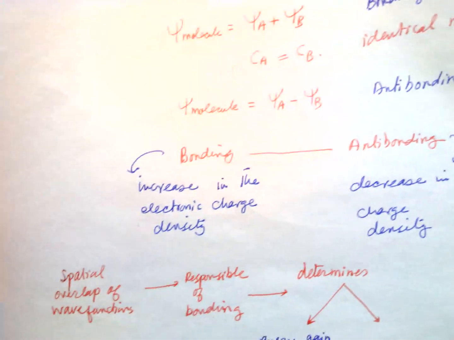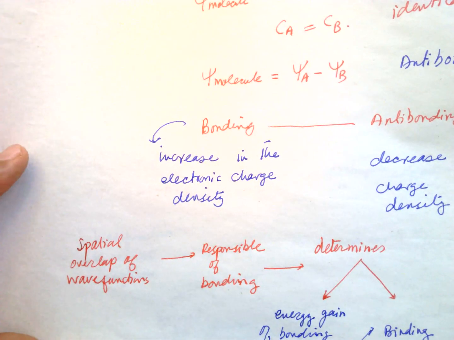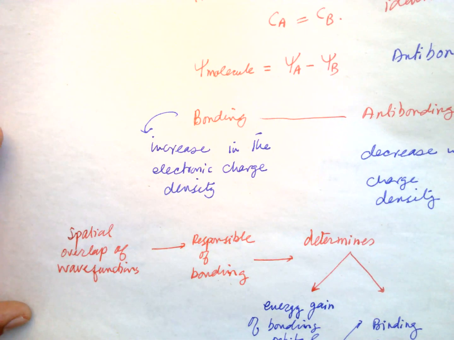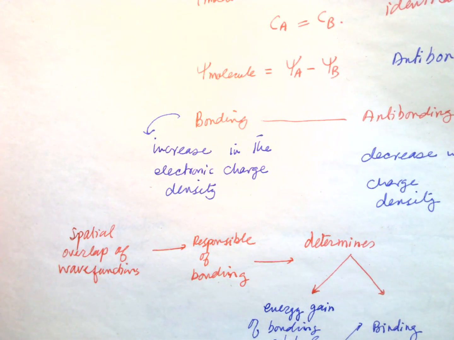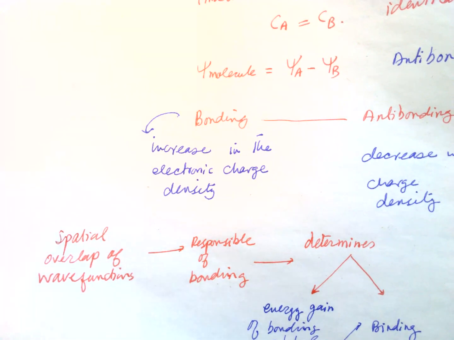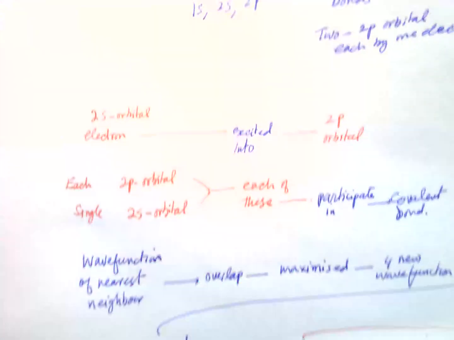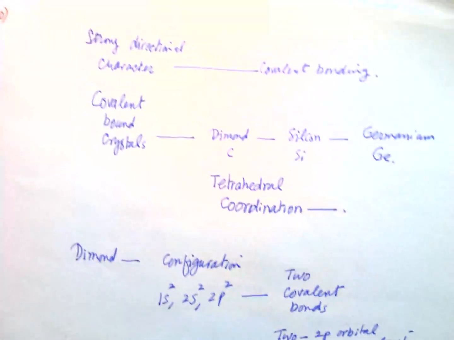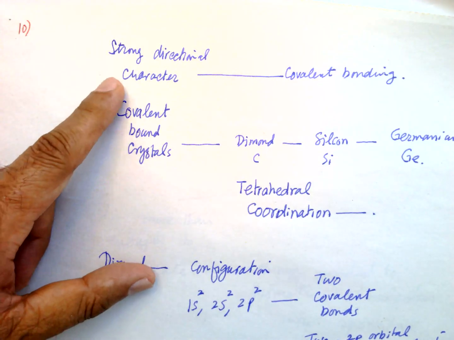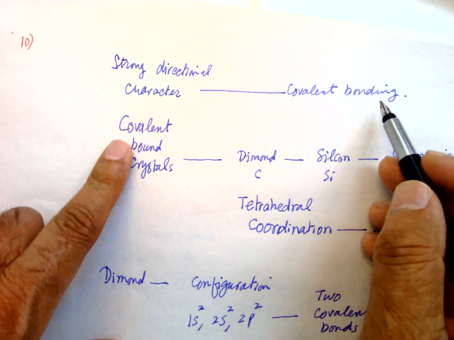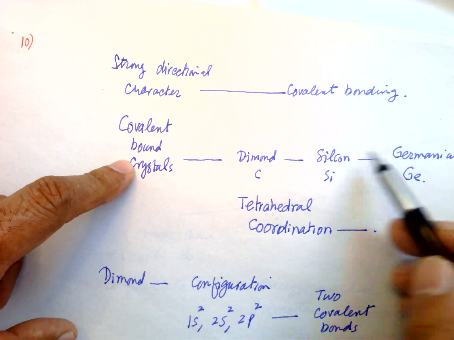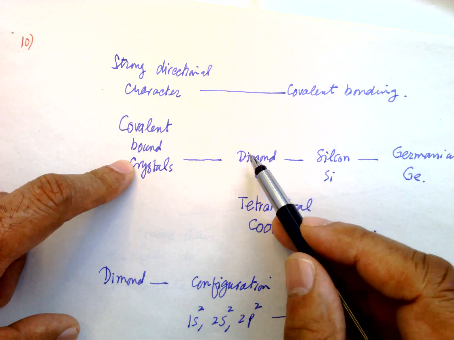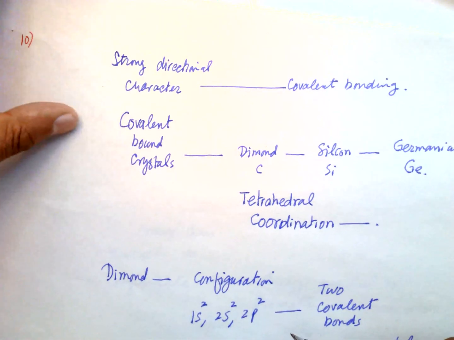The same orientation overlap of s, p, d atomic orbitals is a favorable overlap, and other combinations are not favorable. So covalent bonding has a strong directional character in a crystal, like diamond, silicon, and germanium, or diamond, graphite, and graphene.